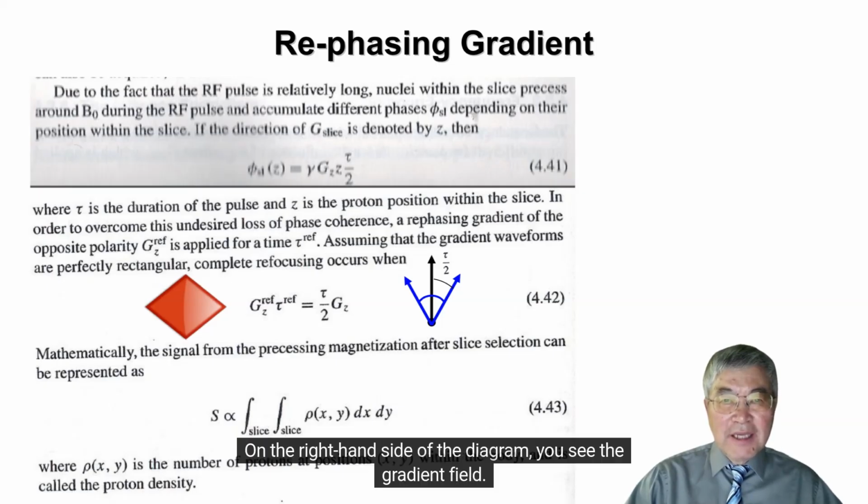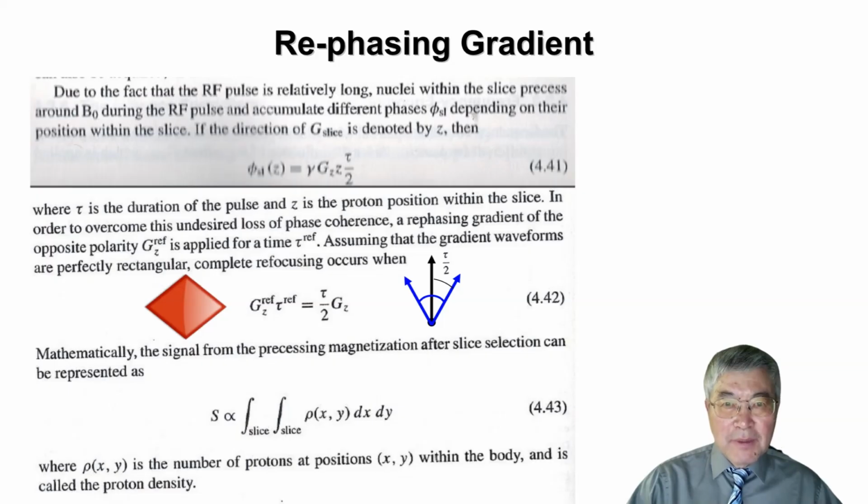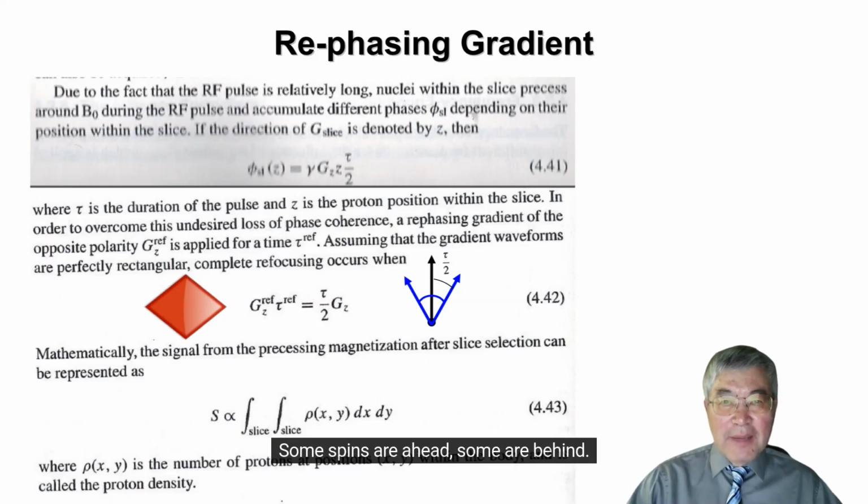On the right-hand side of the diagram, you see the gradient field. On one side, the magnetic field is a little stronger. On the other side, it is a little weaker. Stronger fields correspond to faster precession. Weaker fields correspond to slower precession. So when you look across the entire slice, the spins are no longer precessing together in sync. Some spins are ahead, some are behind.